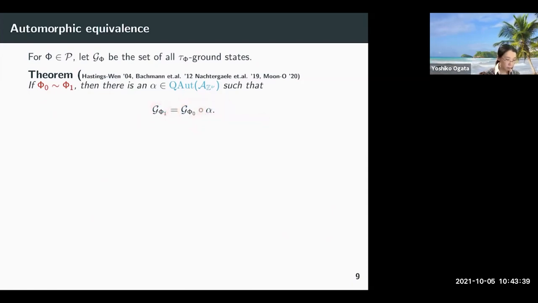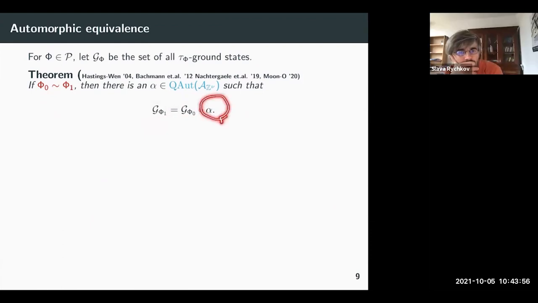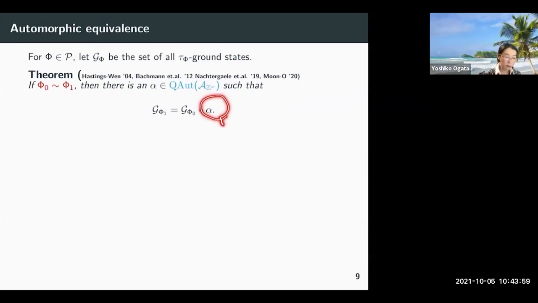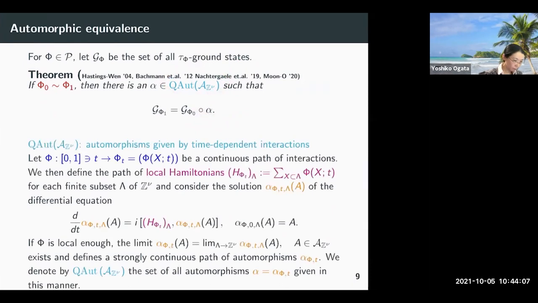That is the automorphic equivalence. But actually it's not just that there exists some automorphism interpolating these two. This automorphism alpha connecting them has a very nice property, namely it belongs to a nice class of automorphisms, which I wrote as Q out here. So let me explain what I mean by Q out: automorphisms given by time-dependent interactions.